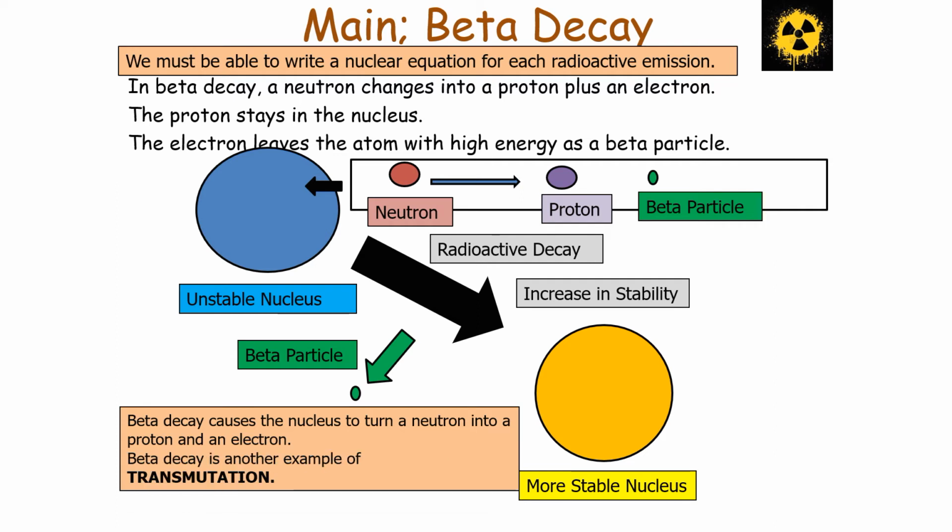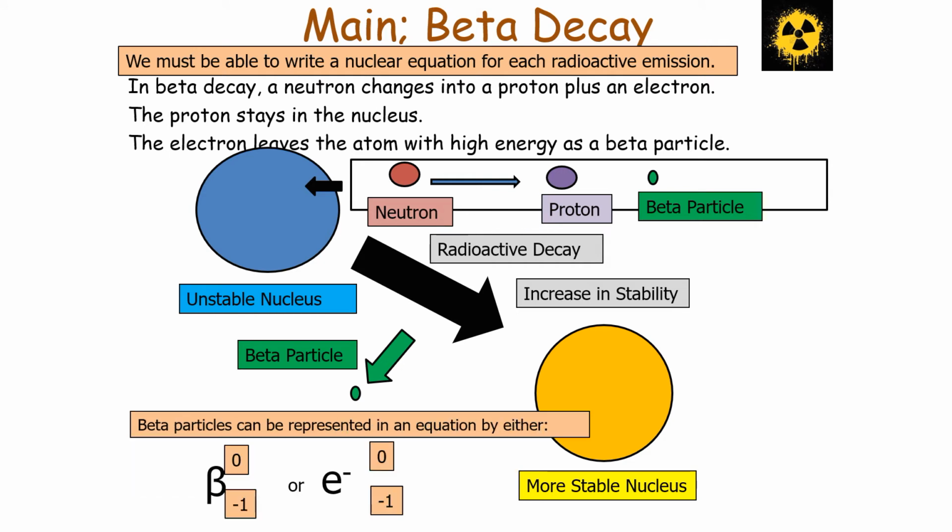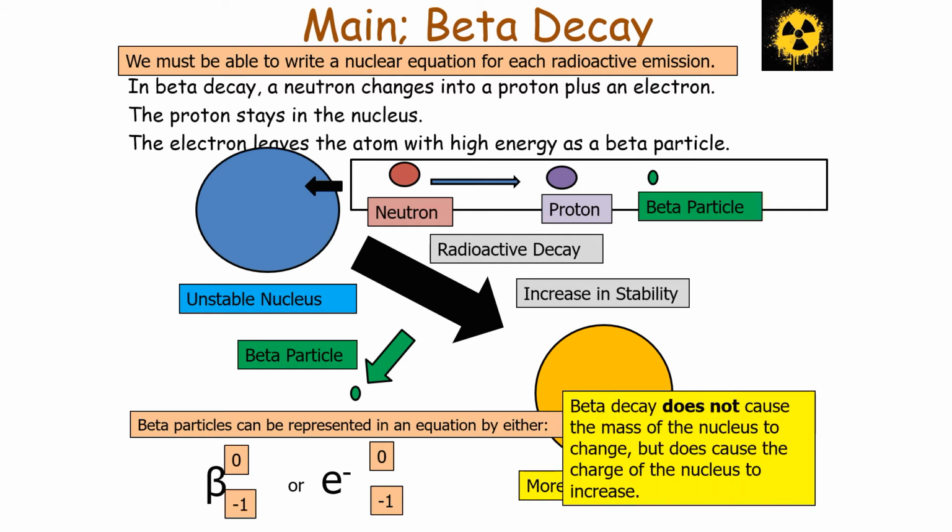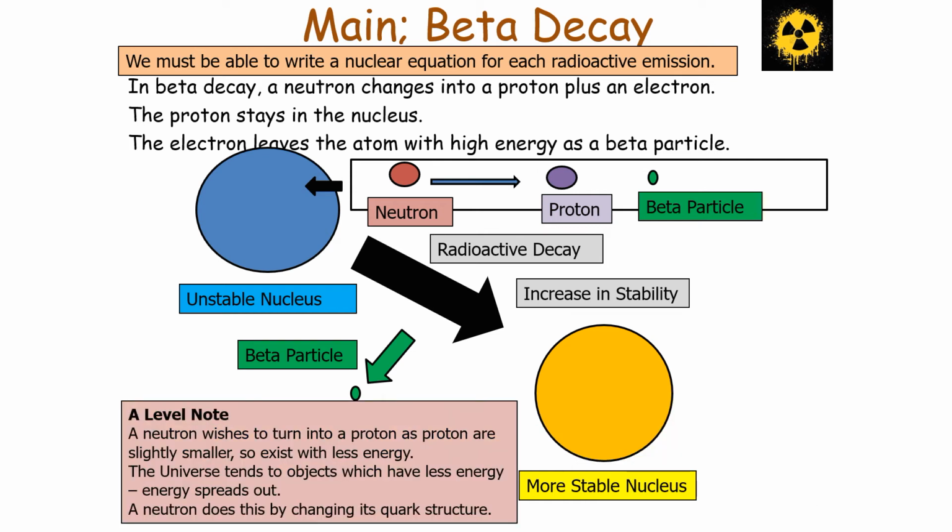So what we can say is beta decay is another example of transmutation. Now the beta particle is represented by beta 0, -1 or e 0, -1. Beta decay does not cause the mass of the nucleus to change, but it does cause the charge of the nucleus to increase. This occurs because the neutron wishes to turn into a proton, as the proton is slightly smaller and therefore slightly more stable than a neutron.